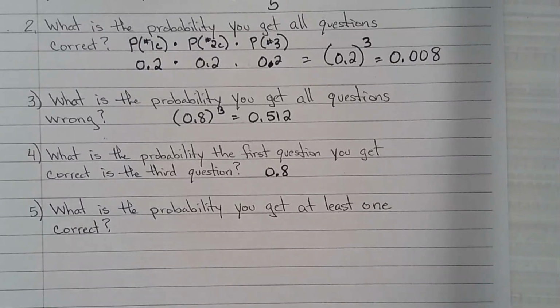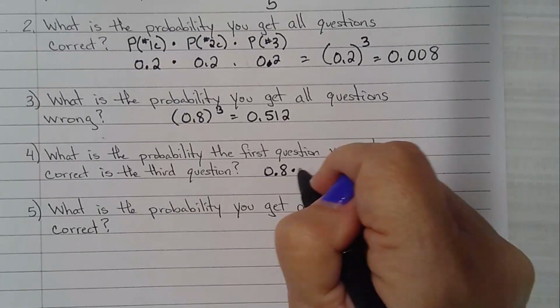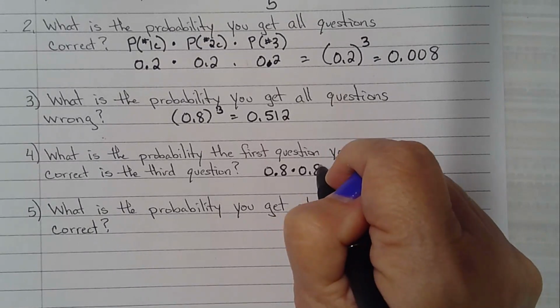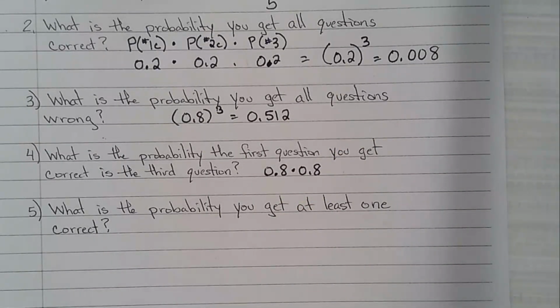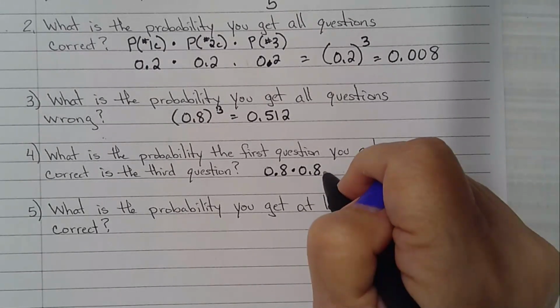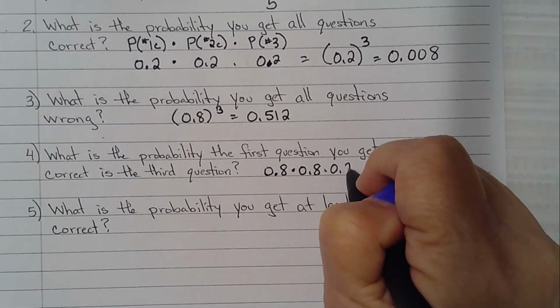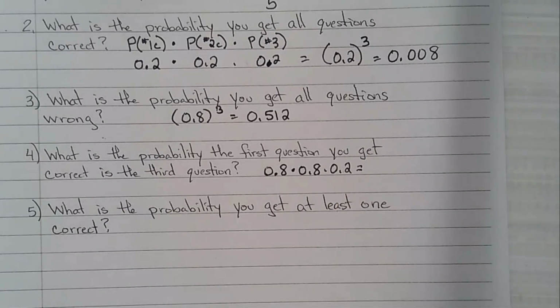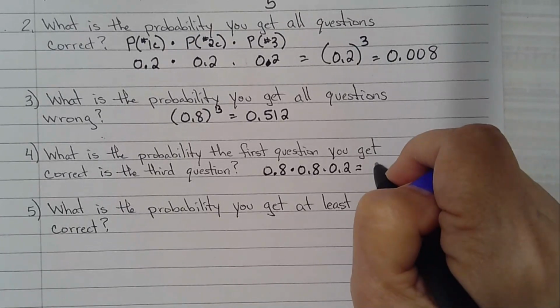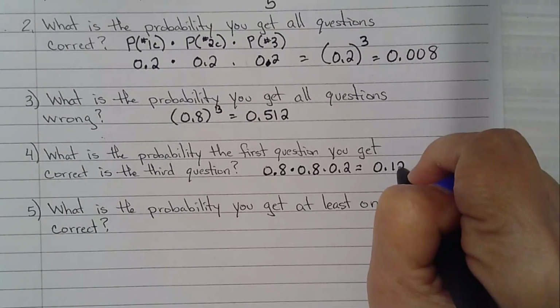The probability of getting the second question wrong was also 0.8. But then that means you got the third question correct, so then that was 0.2. So if we multiply that, we're going to get a probability of 0.128.